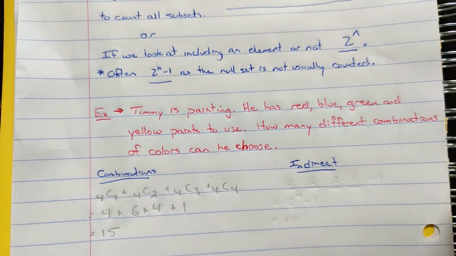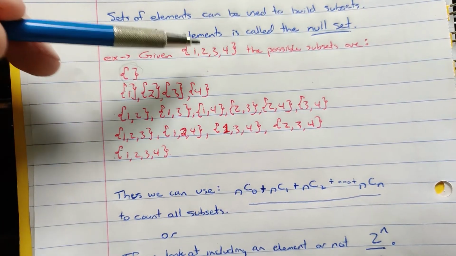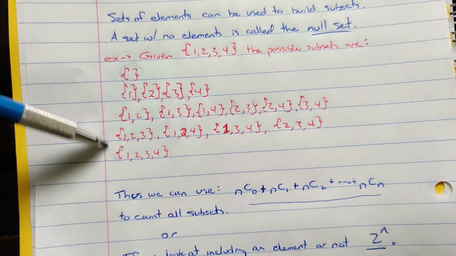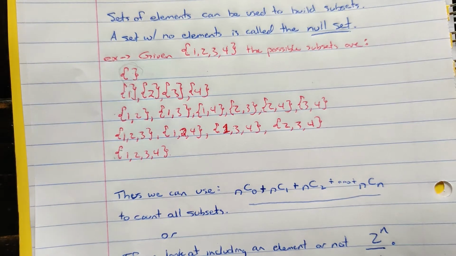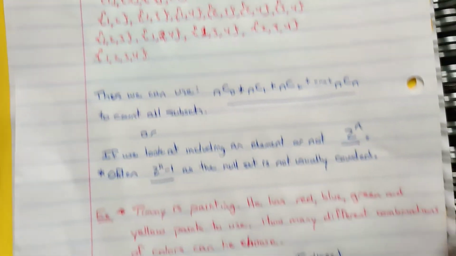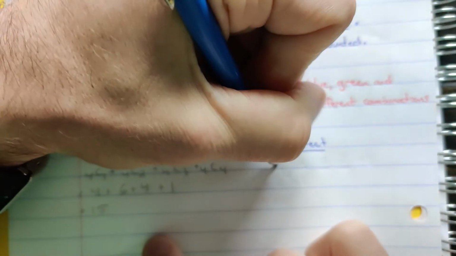And just to connect it back to the original, if we had a set of 4 elements, all the possible subsets are 16, but because we want to have some sort of color that we paint, we are not going to include the null set, so 16 minus 1 would be the 15. Using that in the indirect method, we can choose to use each of the colors, so we can choose to use blue or not.